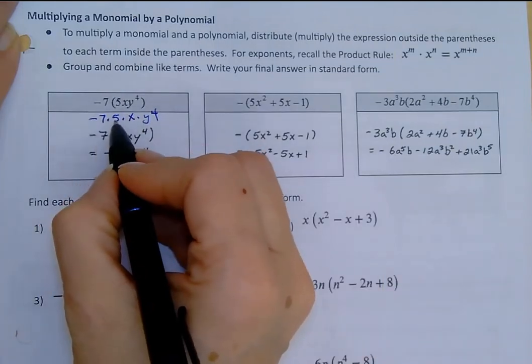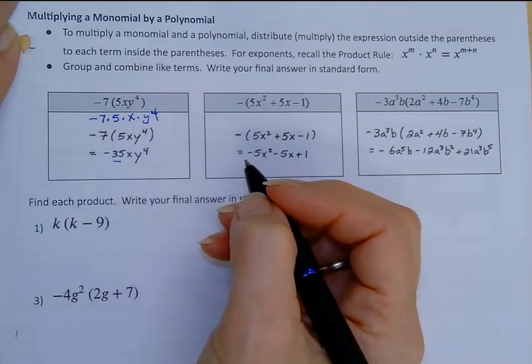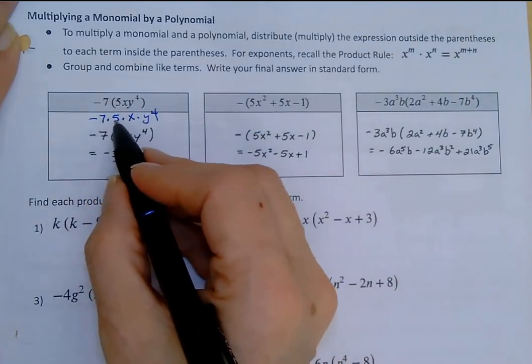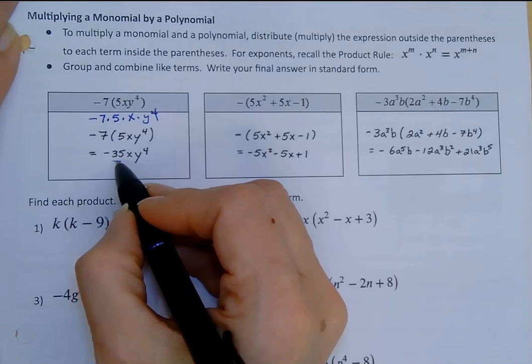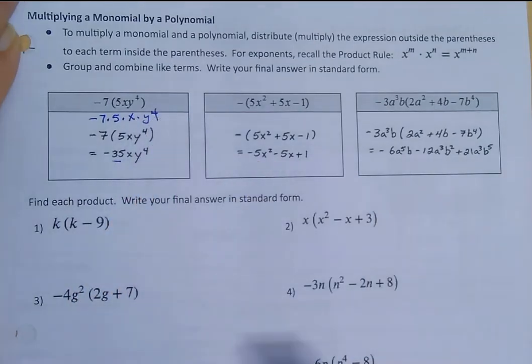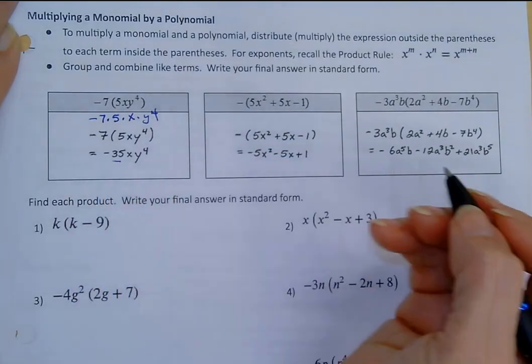Once I multiply -7 times 5, I get -35, and that's it. I'm not going to keep multiplying the -7 times other stuff because that's just not how we do that. So -7 times 5 I can multiply because they're both numbers, so I have -35, and it's still times x times y to the 4th. That's all we're doing here. This is our final answer.